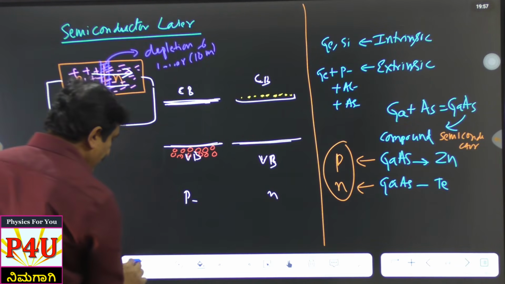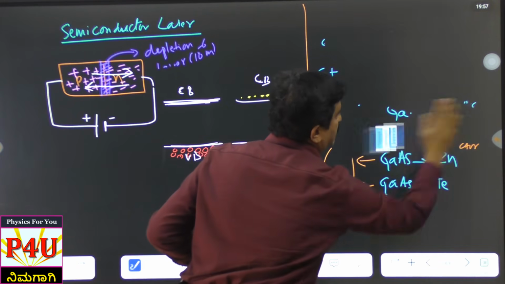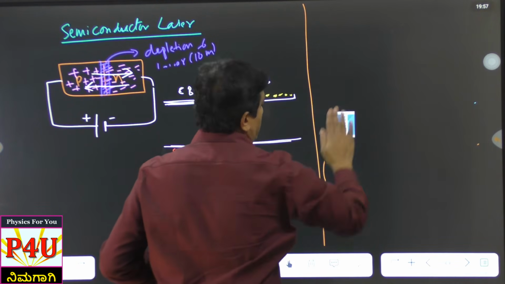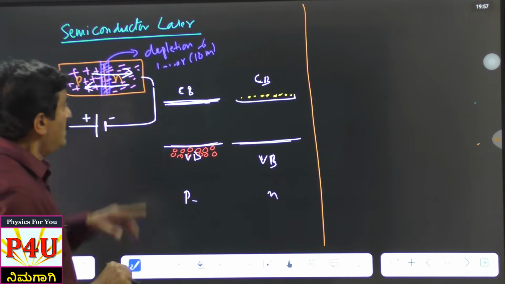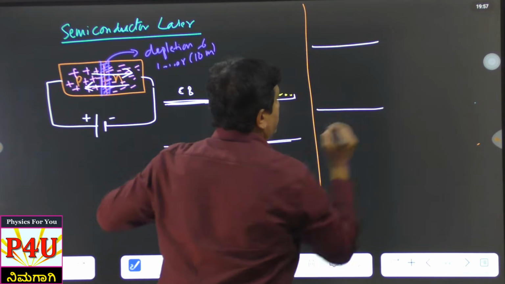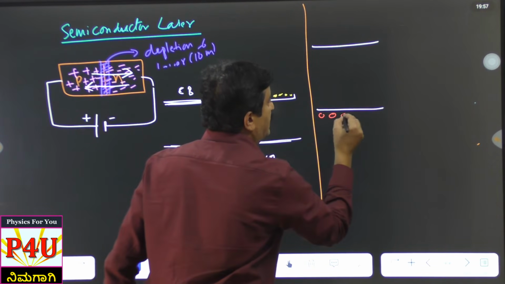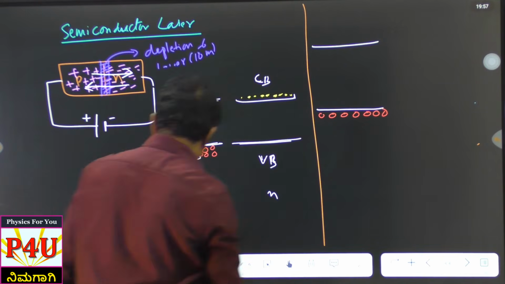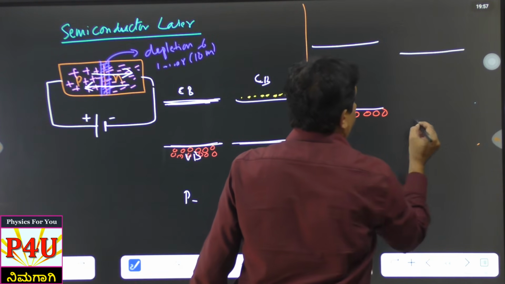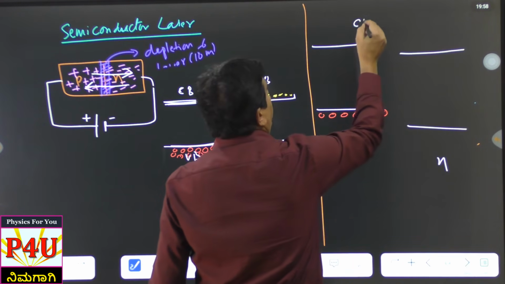So I redraw the diagram once again. This is very important, dear students. For the diagram itself there are 2 marks and you should understand the diagram. So P type I write like this. In P type I have holes. So there are plenty of holes here. Next N type I write here. This is N type semiconductor. So P type, N type. This is conduction band of P type.